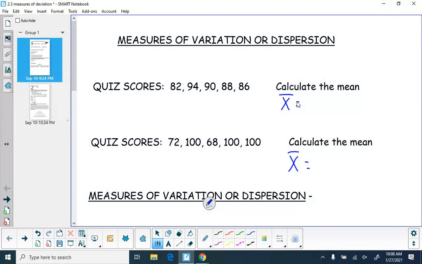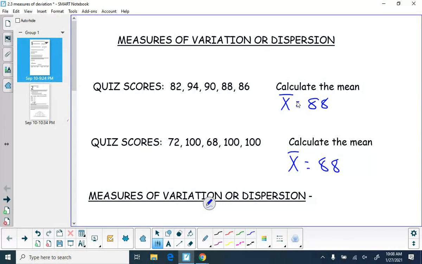Victoria, what do you get? For both of them. All right. So if one person scored on their quizzes 82, 94, 90, 88, 86, their grade is an 88. Their one value that represents their whole set of data is 88, which would be a B+. Another person scores 72, 100, 68, 100, 100. Calculate the average for that. They average out to an 88. They get a B+. Both students get the exact same grade.